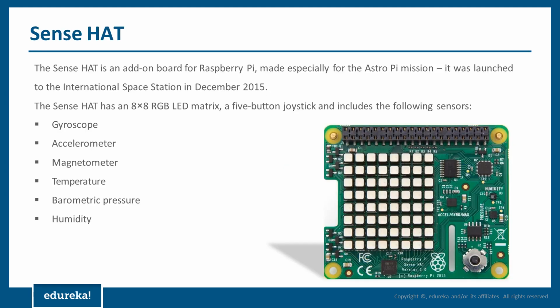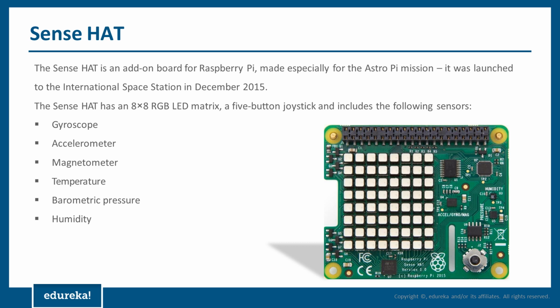So this is how the Sense HAT looks. Correct? Sense HAT is an add-on board for Raspberry Pi made especially for the AstroPi mission. It was launched to the International Space Station in December 2015. So Sense HAT has gone there, from where it is sending the data live.